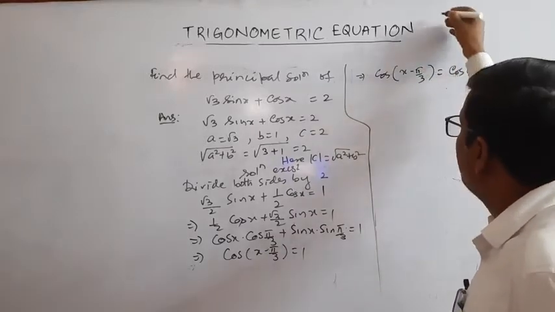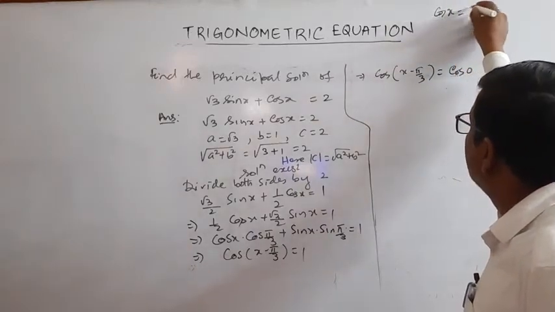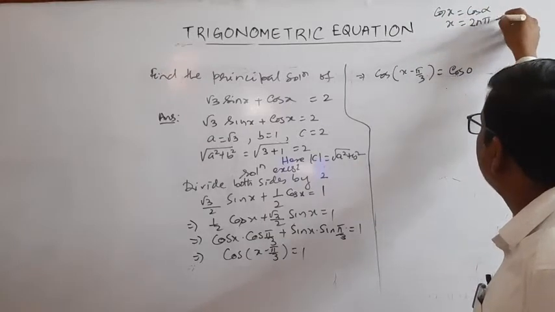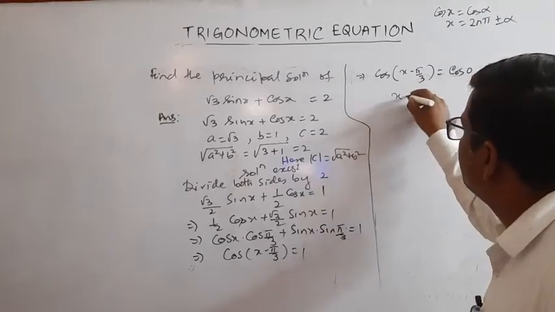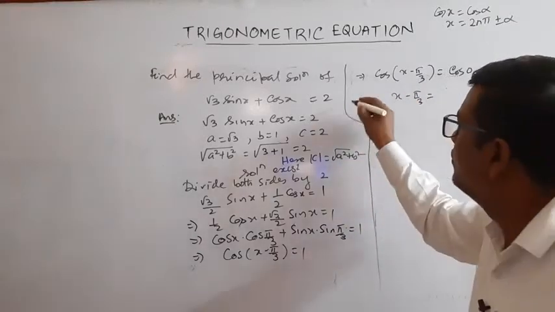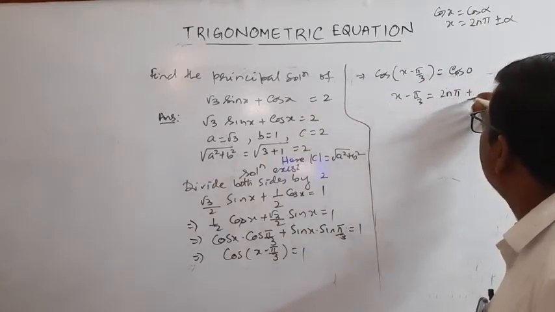Now the cos formula is what? Cos x is equal to cos alpha, so x is equal to what? 2n pi plus or minus alpha. Okay, so here x minus pi by 3 is equal to 2n pi plus or minus 0.